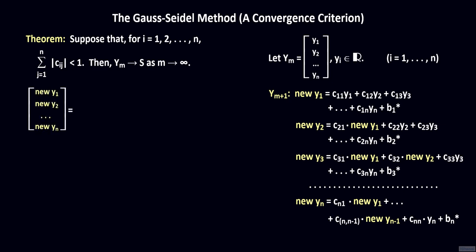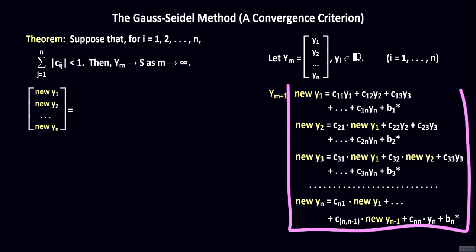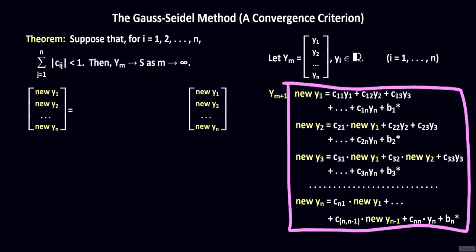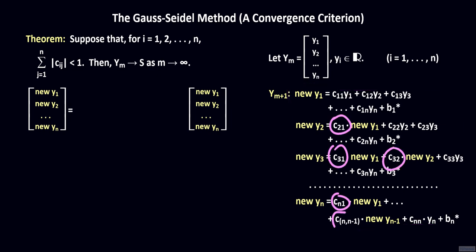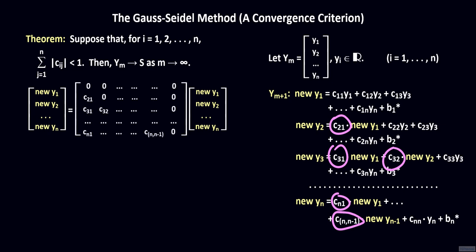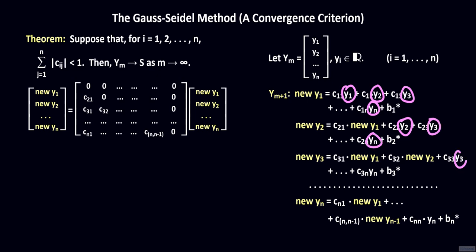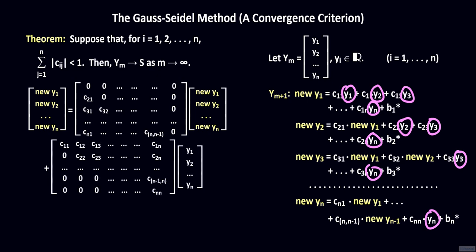We split up the right side of the recursion equations into three parts. The first part is a matrix product involving the components of the vector y sub m plus 1. These are the new lowercase y sub i's. Extracting the coefficients of the new y sub i's, we have a lower triangular matrix times the vector y sub m plus 1. The second part involves the components of the vector y sub m, or, this time, the old y sub i's. This part can be written as the product of an upper triangular matrix and the vector y sub m.